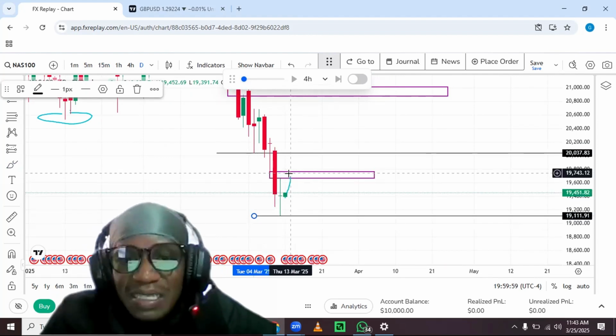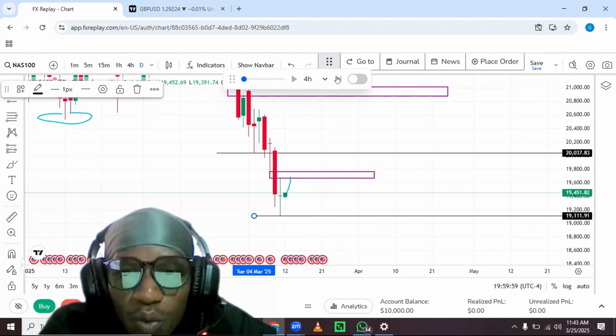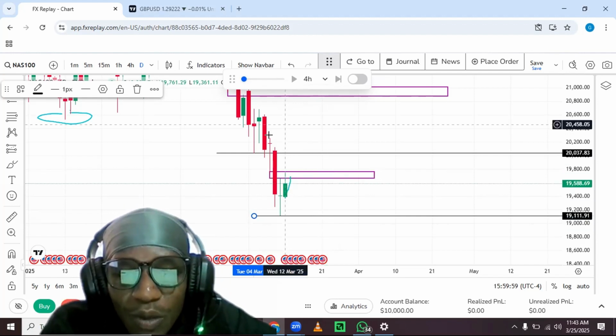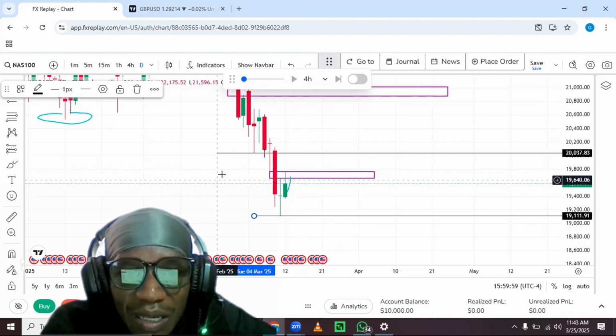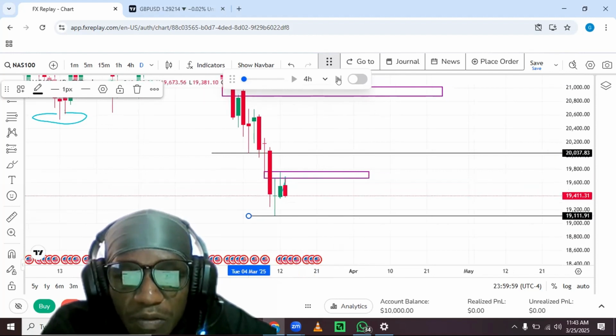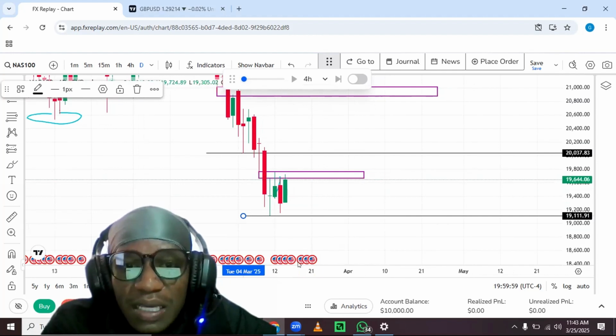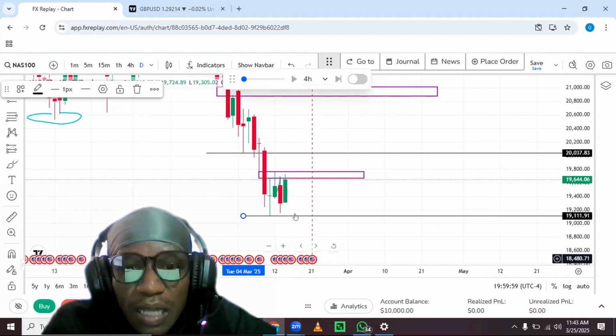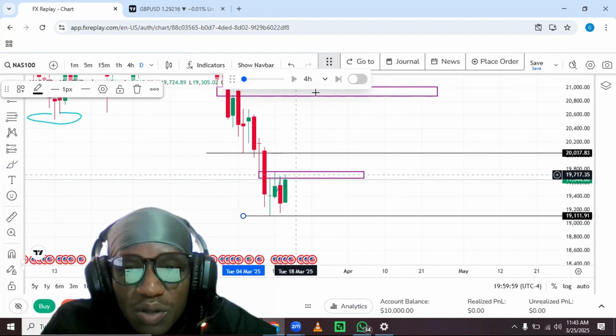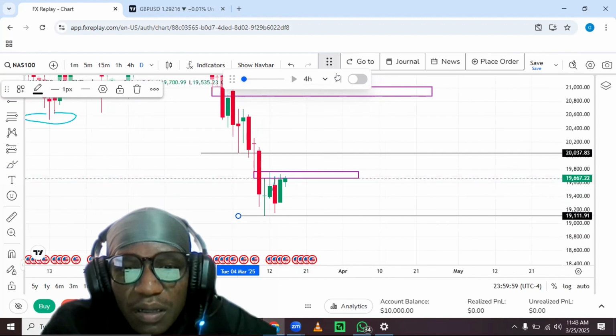Remember what I told you? Internal to external. So let's see what happens. We target internal, we go into the internal now, and then from internal, we push down, right? So as you guys can see, we pushed down, then we're still in this zone here, pretty much respecting this internal liquidity.